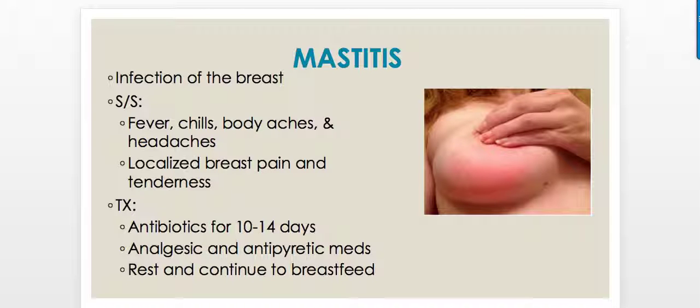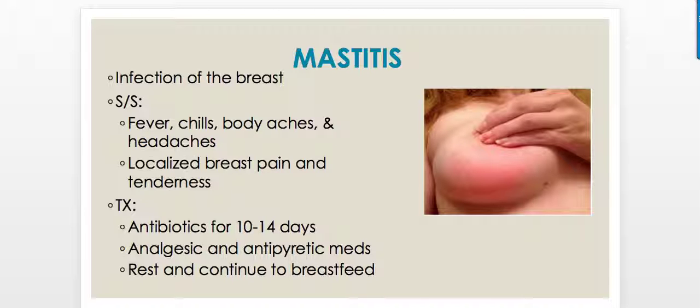All right, and the last one is mastitis. So sore, cracked nipples can lead to mastitis by providing a portal of entry for the causative organisms. Mastitis means inflammation of the breast, but it's normally referred to as infection of the breast. Sudden onset of flu-like symptoms, including fever, chills, body aches, and headaches, are usually the signs and symptoms. The woman usually has localized breast pain and tenderness and a hot reddened area on the breast.